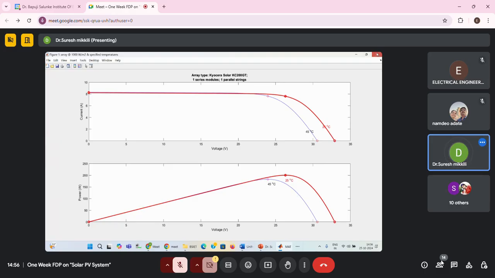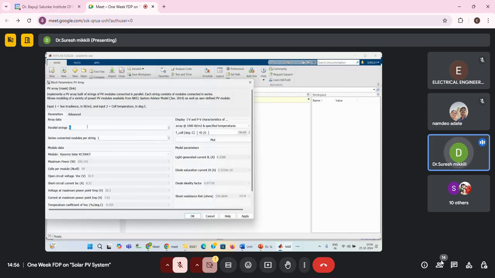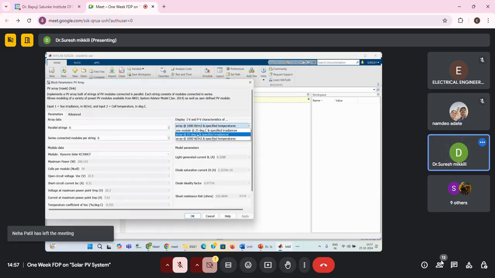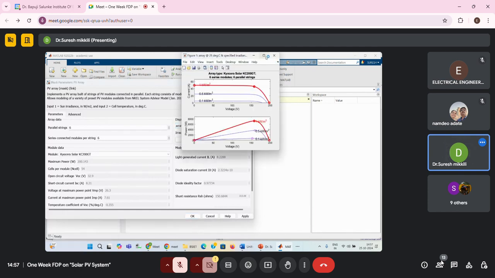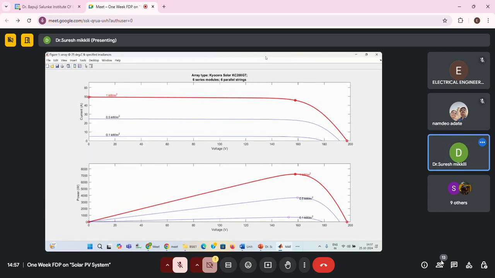Is it clear? Now, one module itself, and string integrated I have taken. This is a string integrated converter, series connected. We solved it yesterday. If I take 6 in series and 6 parallel strings, now let me draw this.